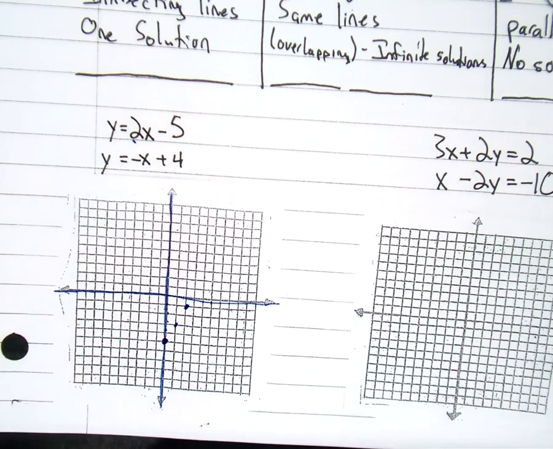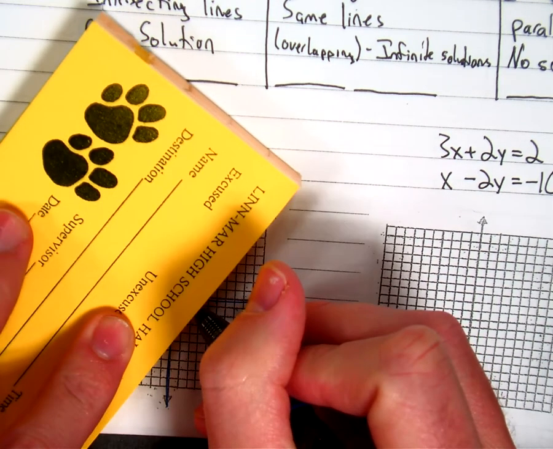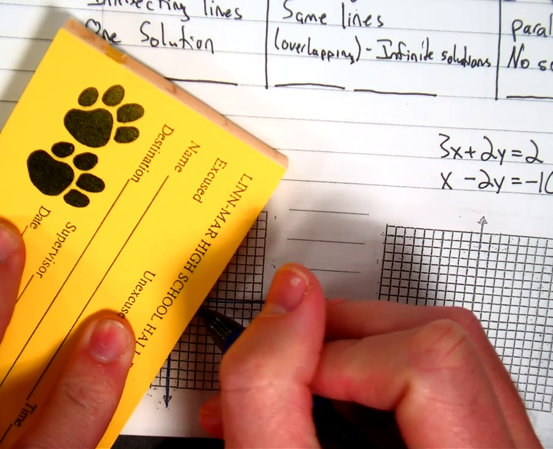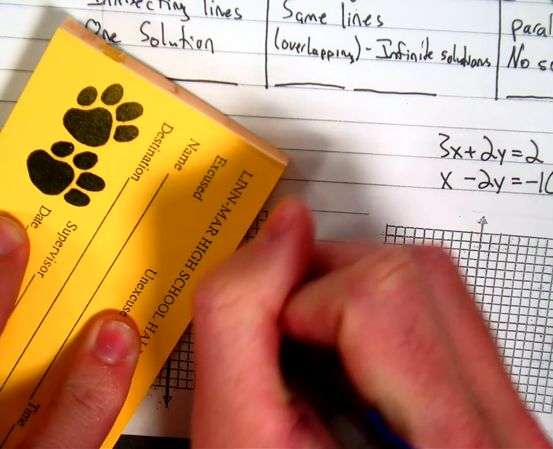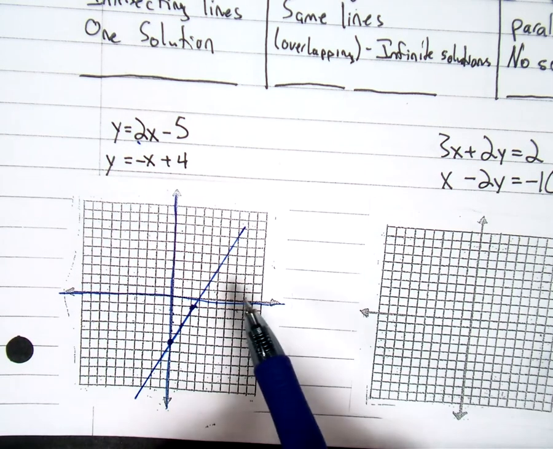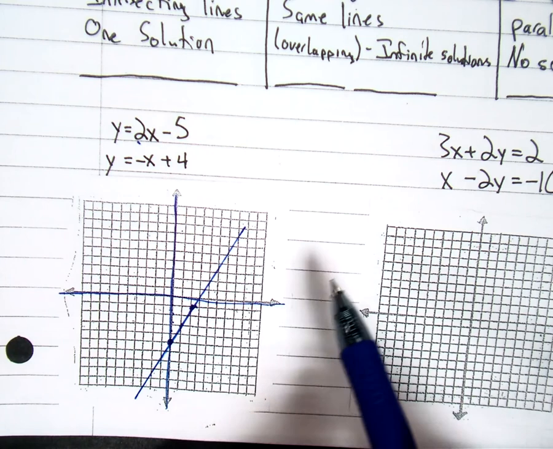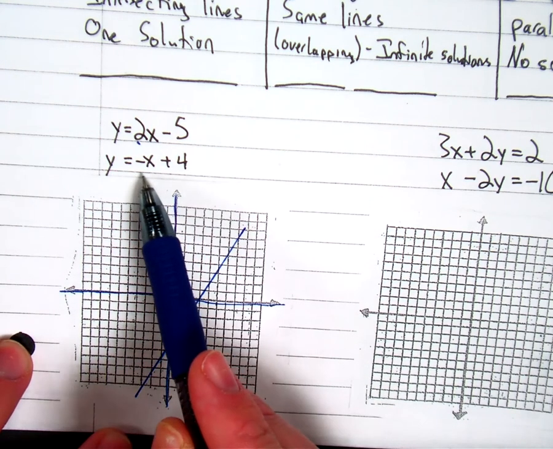Up 2 over 1. Alright, and when we're solving by graphing, it's going to be pretty important to have straight lines, because we're picking up our solutions based on where these lines are going to cross. So it's going to be very important to have very straight lines. We're going to be wanting to use a straight edge today. Don't try to freehand it.